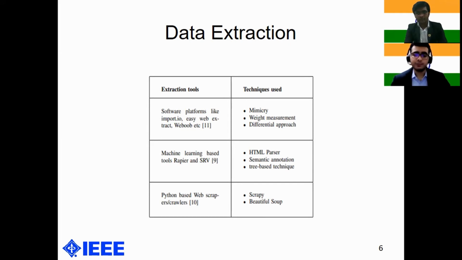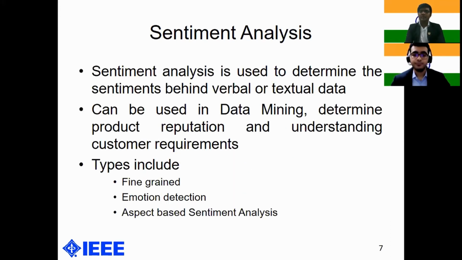Finally, we have machine learning algorithmic tools such as Rapier and SRV, which are highly advanced in terms of efficiency. They learn on the basis of sets of user-defined rules to understand how to extract relevant data by passing through the HTML document model trees of web pages, also called the DOM.